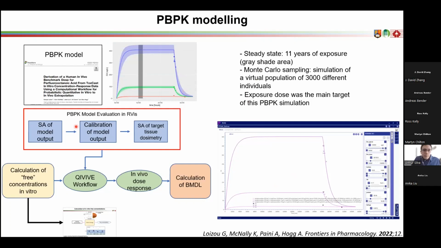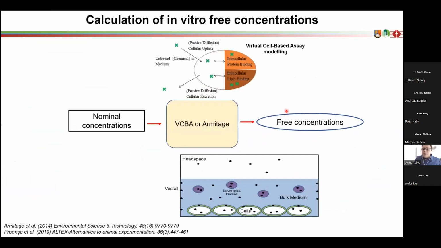And afterwards, it's important to mention as well that we had calculated the free in vitro concentrations, and we did that using the Armitage approach, but we could also use the virtual cell-based assay because they basically work the same. They will both compartmentalize the assay, like the microplates. They will account for the headspace of the well.